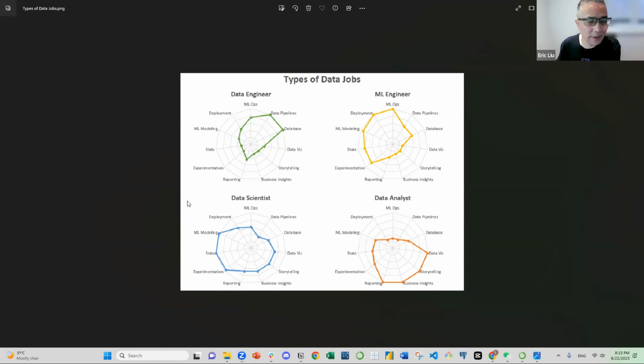So now let's go to machine learning engineering. For this role, let's look at the skills that score 5 points. And you see machine learning modeling as well, so you see some overlapping with data science. And you have deployment, and you also have machine learning operations.